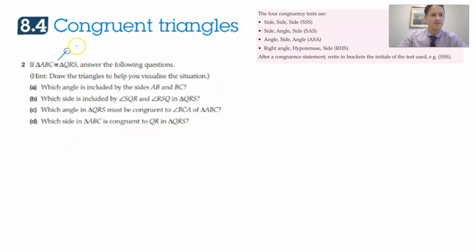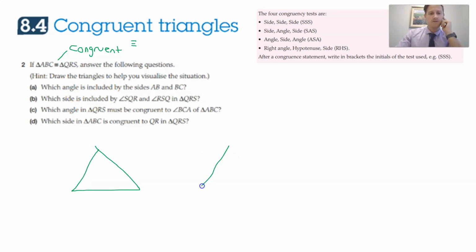So this sign here means congruent, which is the 3 dashes. If triangle ABC is congruent to triangle QRS, answer the following questions. It says you might want to draw the triangles, so I'm just going to draw 2 triangles here. They're not going to be perfect, but that's okay. And ABC, so I'll go A, B, C, is congruent to QRS.